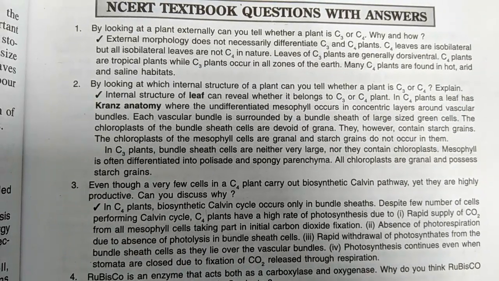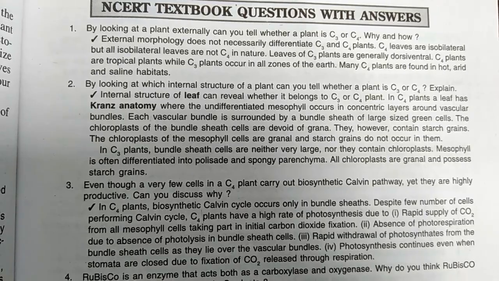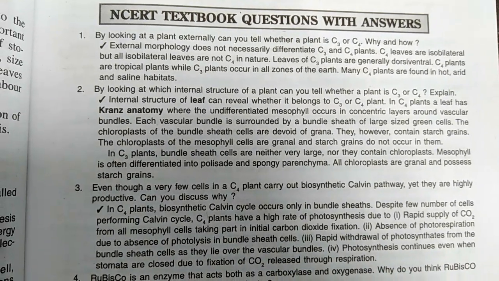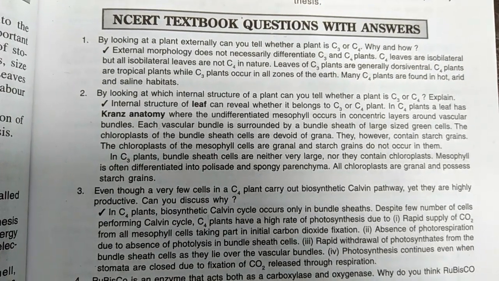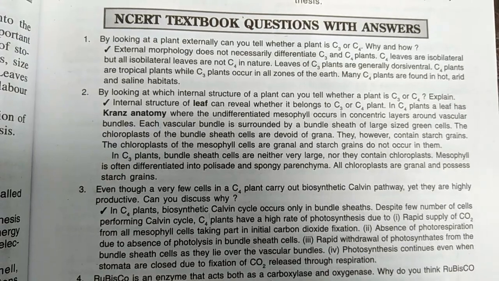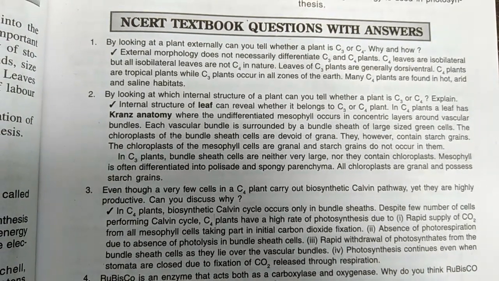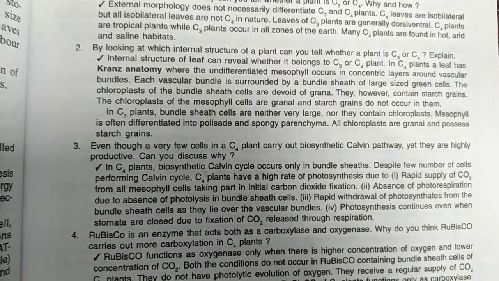In C3 plants, bundle sheath cells are neither very large nor do they contain chloroplasts. Mesophyll is often differentiated into palisade and spongy parenchyma. All chloroplasts are granal and possess starch grains.